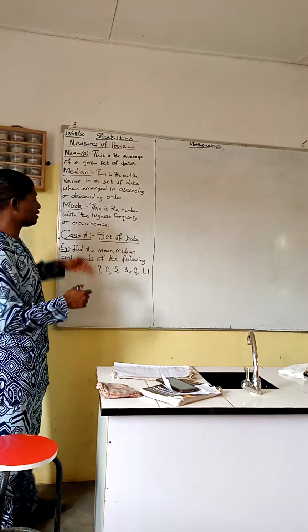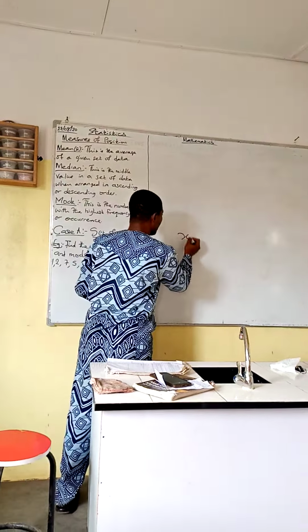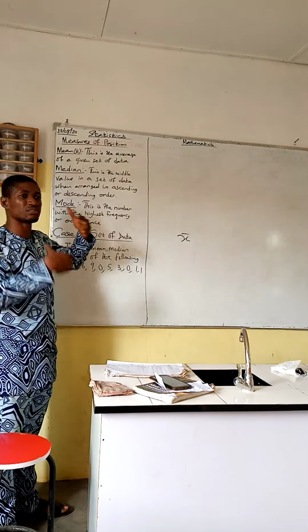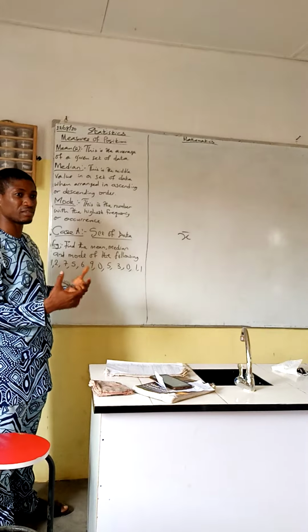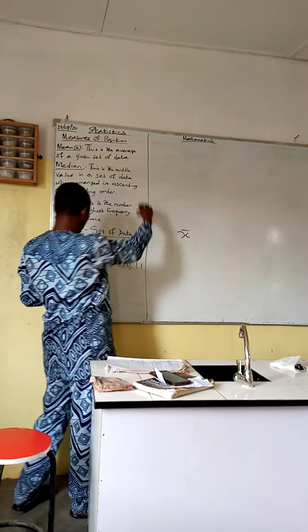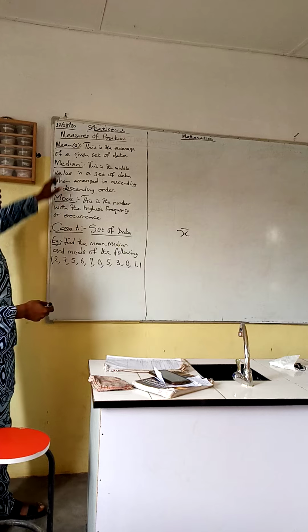Now, what is mean? Mean is given the symbol x bar. Mean is the average of a given set of data. Now, in a set of data, we have that our mean. We'll look at that. Now, median.